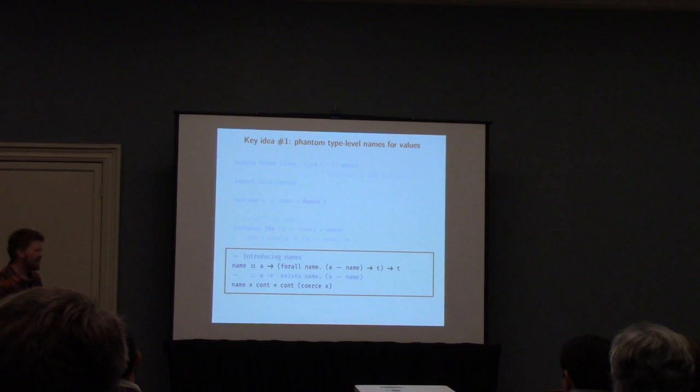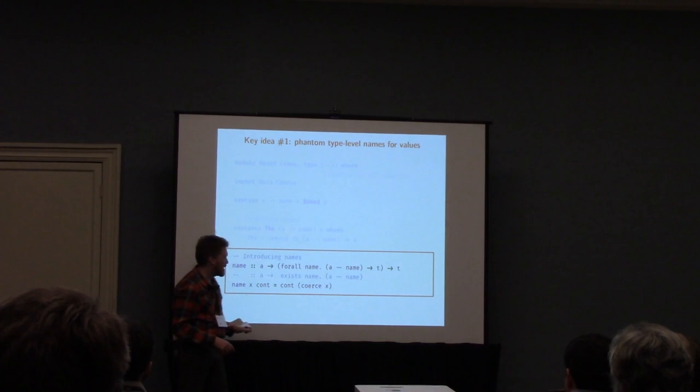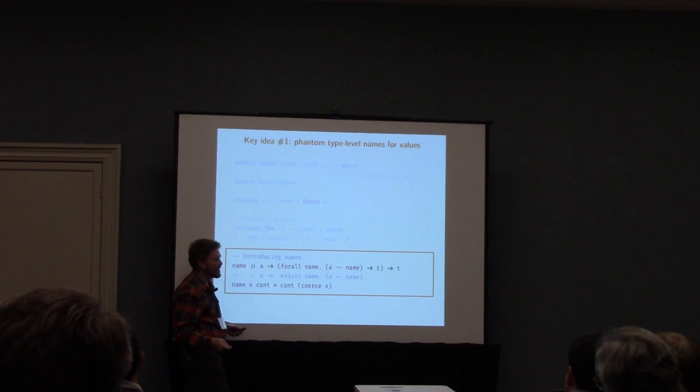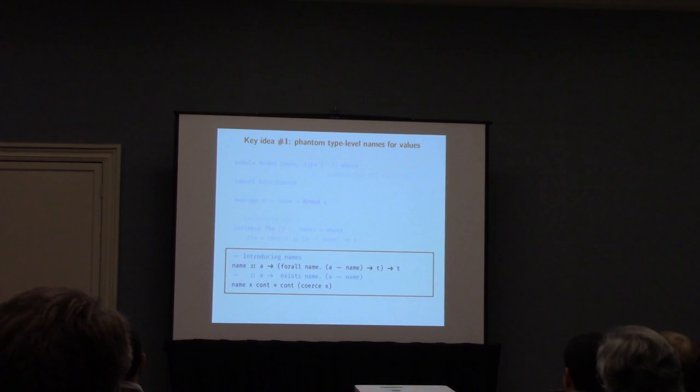Now we can't encode that directly, so we have to use this trick where we use a rank 2 type, and instead of giving back an existentially quantified type, we say, well, what did you want to do with that existentially quantified type? I'll do it for you. So is that relatively clear?